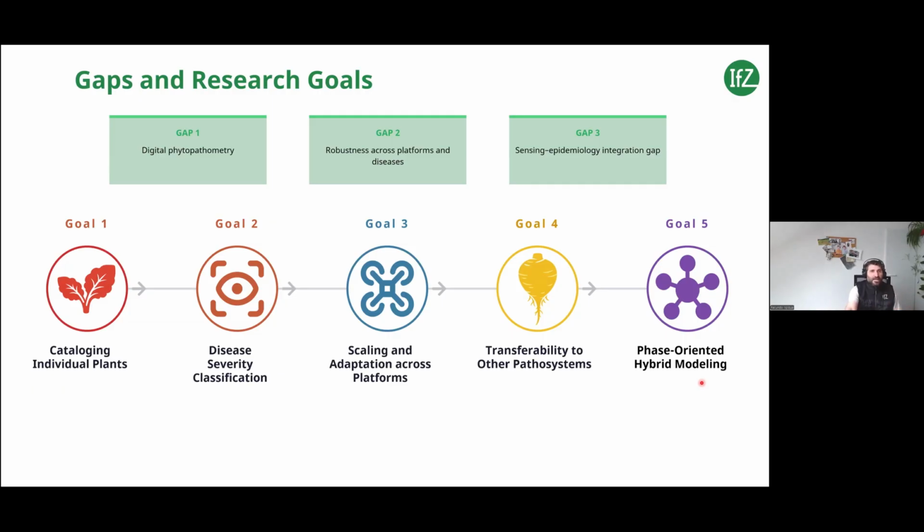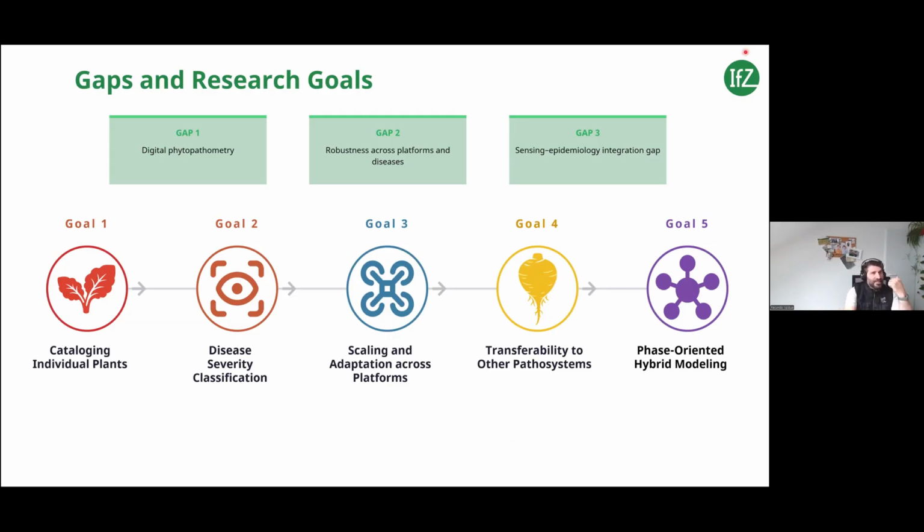To address these gaps, here are my central research goals: to develop and validate a sensor-based monitoring framework that can detect, quantify, and model phase-specific epidemic dynamics, that I showed you, in sugar beet under real field conditions. I separate that into 5 sequential goals, each one with a specific intent.